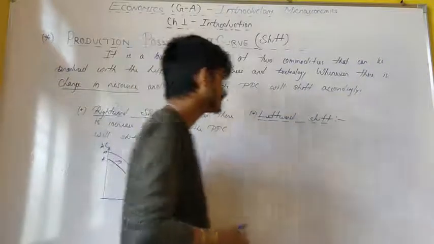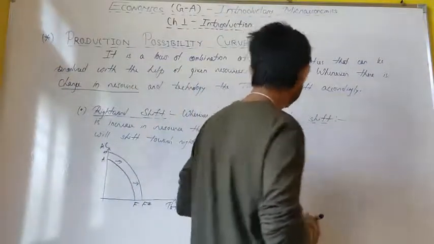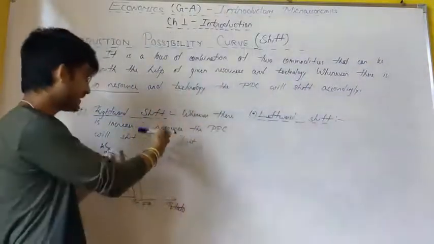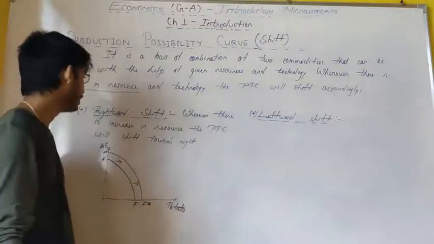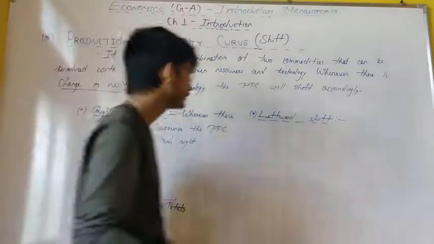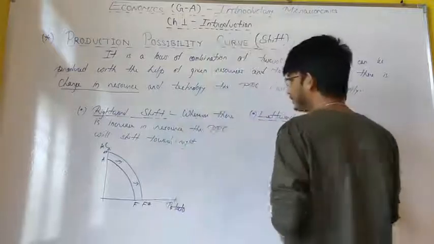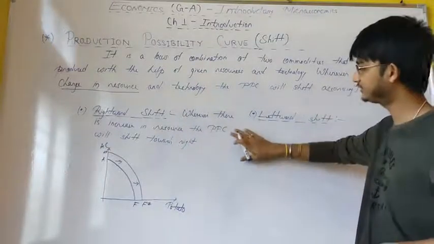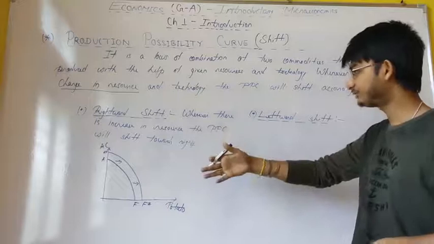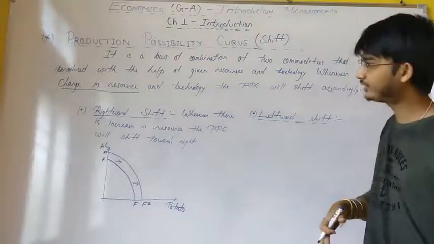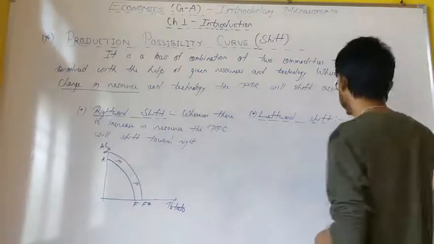Now let's go to our leftward shift. So the leftward shift is basically the exact opposite of our rightward shift. The rightward shift was that whenever there is some increase in resource, PPC shifts towards the right. Now we will write it in the opposite sense.